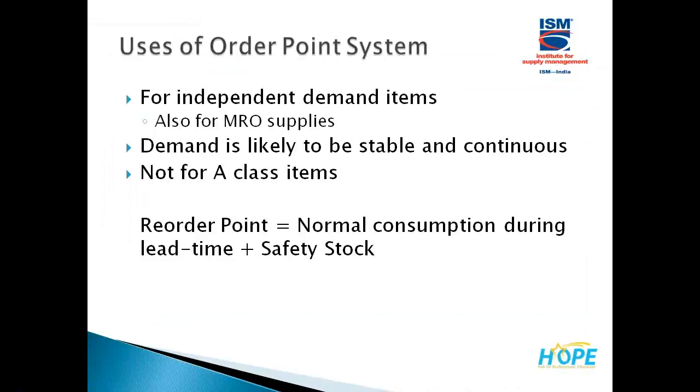So suppose my lead time for getting the raw material is 4 weeks, and my demand for each week is 100 units, and I decided I will keep the safety stock at 50 units. So my reorder point will be 400 plus 50. 450 is my reorder point.